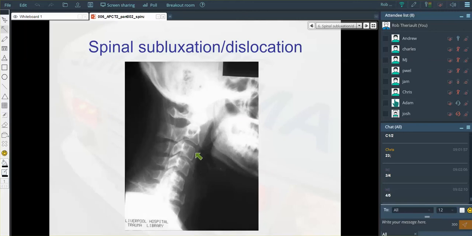If you look along the line here, C1, C2, they're all fine. C3, 4, 5, and 6. You can see 6 is displaced outwards, right? So 6 and 7 are out here like that. So that's the area of the subluxation, 5 on 6.